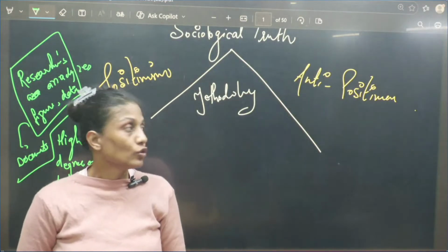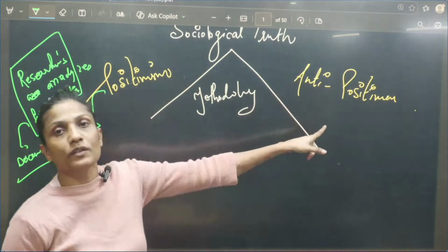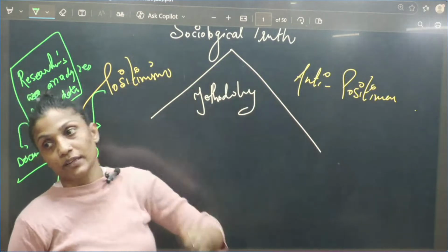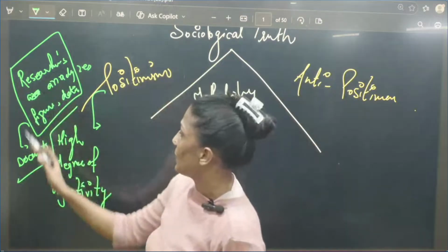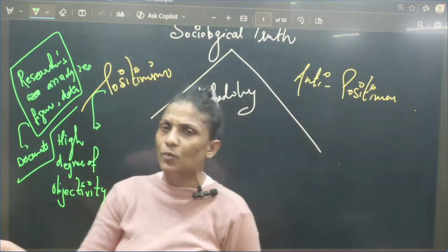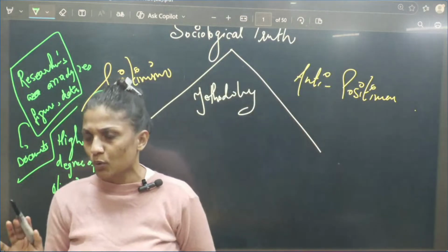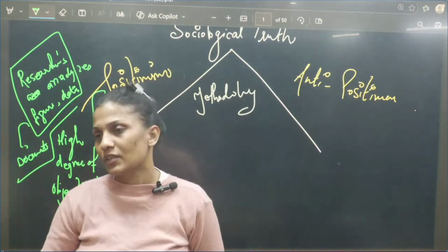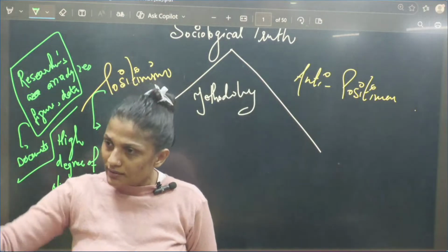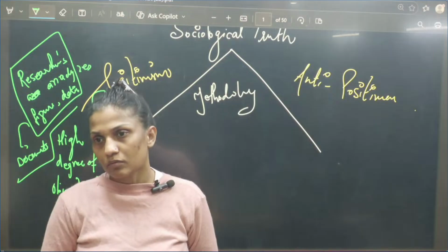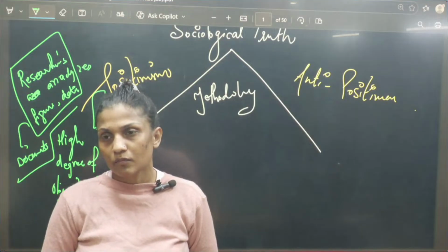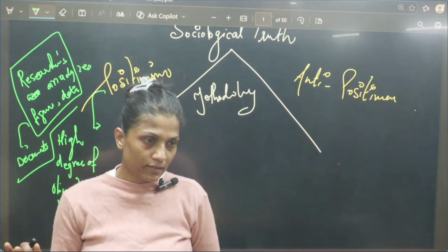Okay. So here, anti-positivism and objectivity. Objectivity, as I have explained, can have a high degree of objectivity because the researcher is not involved in this. But you need to have subjectivity. You need to understand the context also. It is as simple as this.